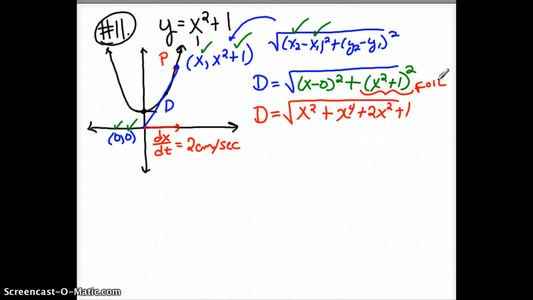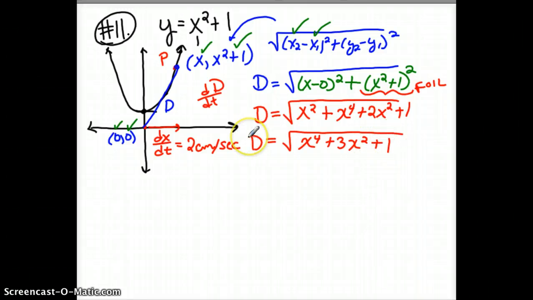Again, I'm getting an equation for D because my goal is to find the rate of change of D with respect to time. So I want to find this: how fast, or what's the rate of change of my distance from the origin. So when I clean this up, I'm going to have the square root of x to the 4th plus 3x squared plus 1. This is an equation that models my length D to the origin.